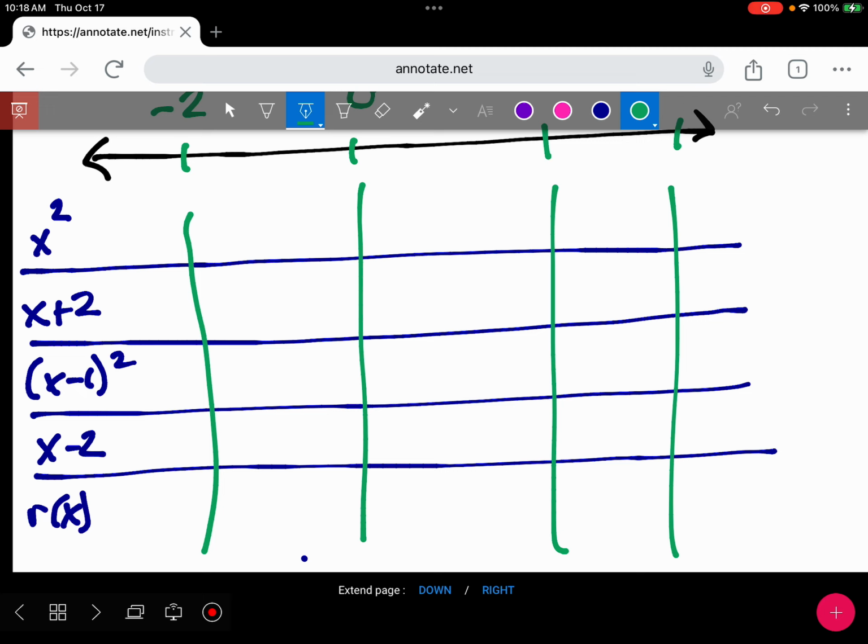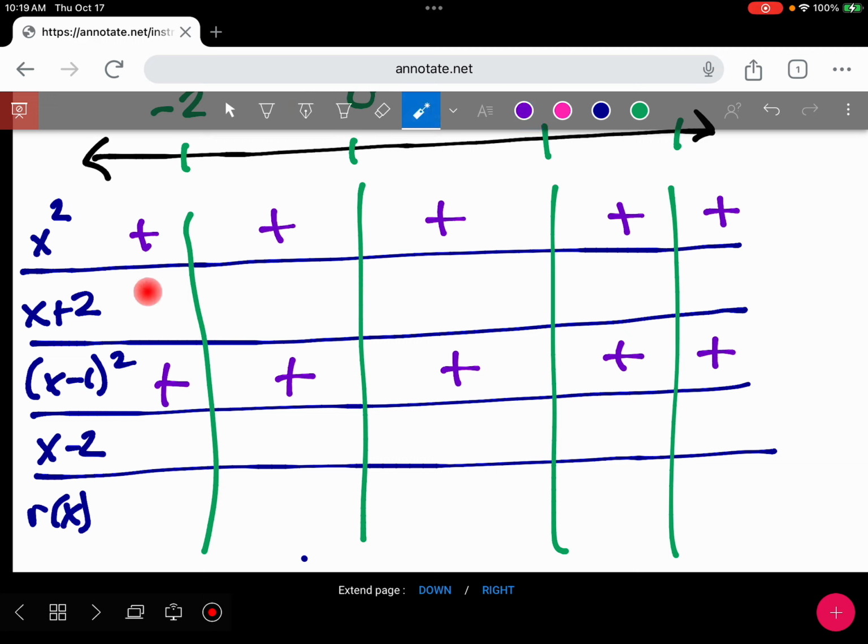So there's a couple rows in here that are going to be really easy to fill in. Because if we look at x squared, is that going to be positive or negative? Positive for everything, because x squared does not come negative. No matter what x is, it's always going to be positive. So what other row can I fill in with all pluses? The x minus 1 squared is always going to be positive. So we really only have to think about 2 rows.